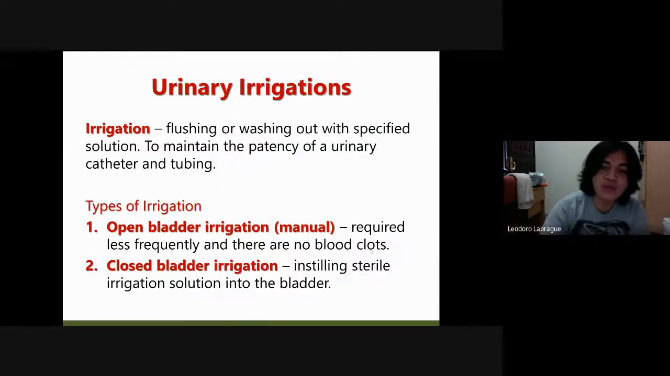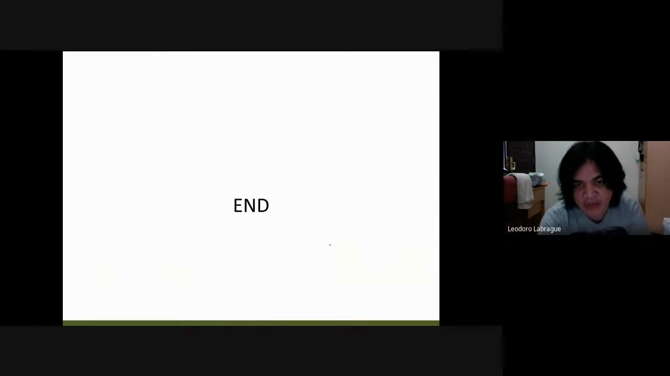Again, what's the purpose of this one? We want to flush, we want to wash out the bladder with the use of solution in order to prevent bleeding of the bladder or the urinary system.